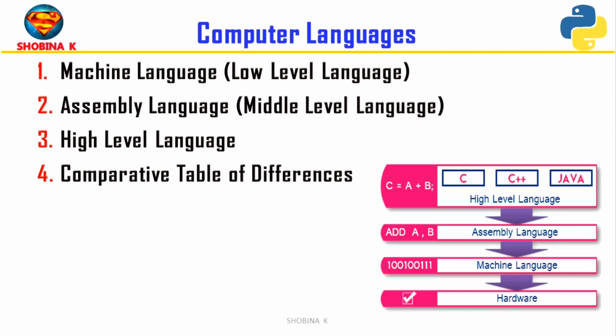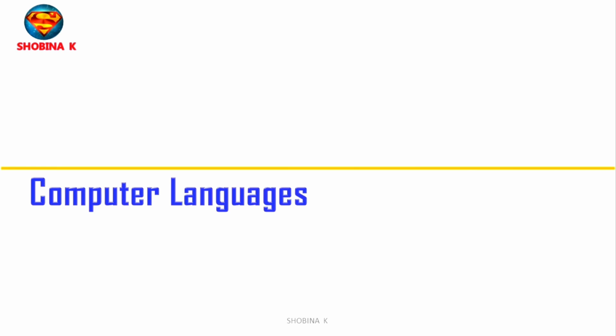language, and high-level language. And finally, we will see a comparative table highlighting the key differences between these three levels of computer languages. Now let's unpack each of these categories to understand how they play a crucial role in the programming landscape. Before we move on to the core topic, let's understand what computer languages are.